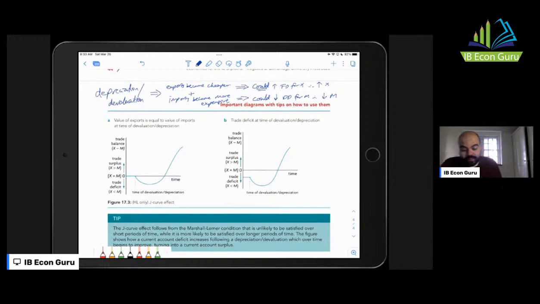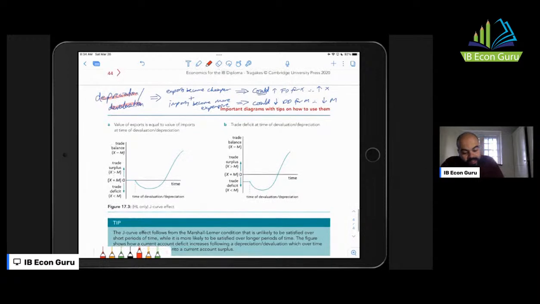In the short run, demand is very inelastic. So what's going to happen when you depreciate or devalue your currency is that in the short run, your domestic citizens are going to continue buying imports. So your import expenditure will actually increase first. And then in the long run, when the demand for imports becomes more elastic, import expenditure will decrease. The same with export revenue. Because in the short run, demand for your exports is inelastic. Now that exports are cheaper in the short run, because demand is inelastic, your export revenue is actually not going to increase. It's probably going to decrease, right? But in the long run, as demand becomes more elastic, your export revenue will increase.